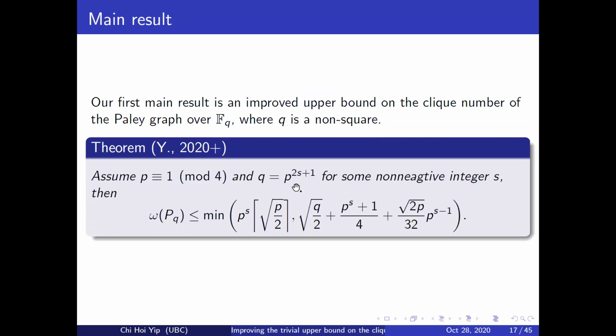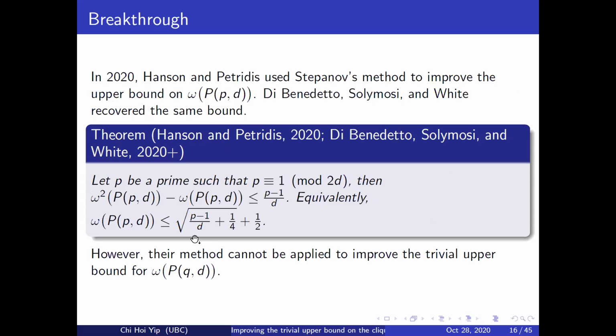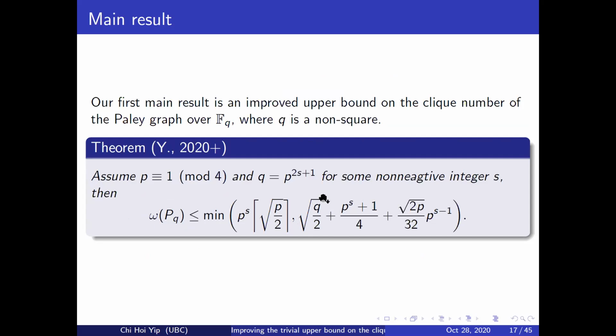Here q is p to the 2s plus 1, so this dominant term will be about p to the s plus half. And these terms are lower terms because they are of the order p to the s. So we can see that this is consistent with this bound, because when p is a prime and when d is 2, this is about root p over 2. So this is about root q over 2 plus some small terms.